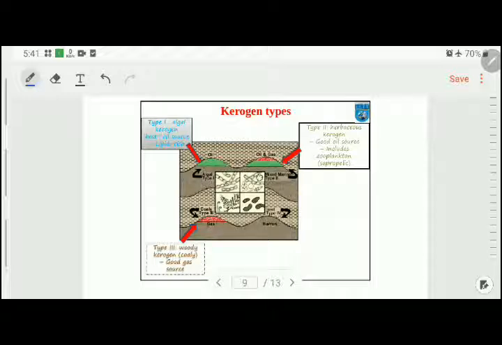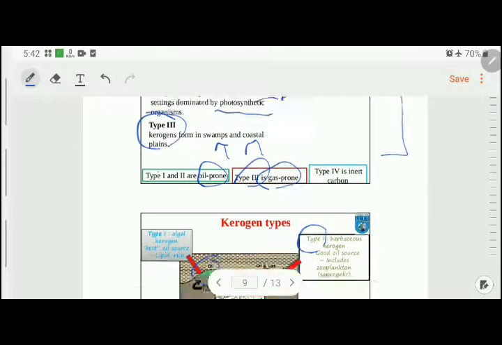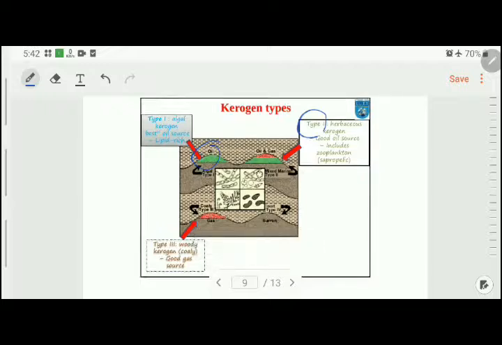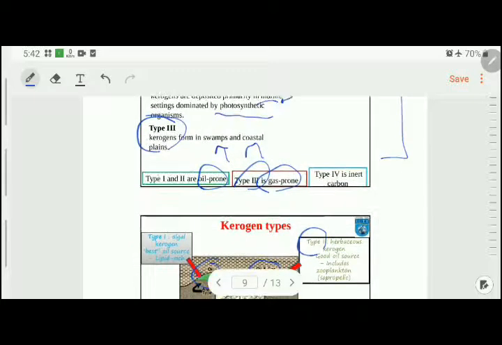Type 1 comes from this area. Also, type number 2 can be formed, some of it, in marine settings, so it tends to be mixed with marine oil and gas. Also we have number 3, called woody kerogen, or sometimes coaly, and it is considered a good gas source.